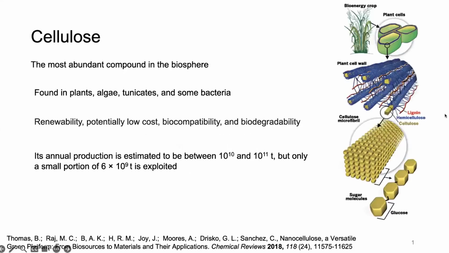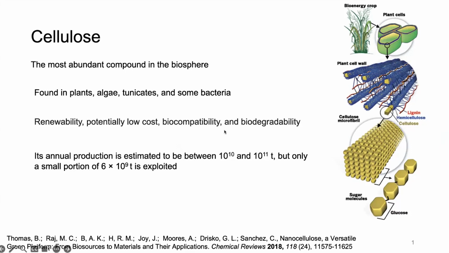If you look at cellulose, it is the most abundant compound in the biosphere. It is a renewable, abundant compound found in plants, algae, tunicates, and some bacteria. In plants, lignocellulose is the main component of the plant cell wall, and it is composed of lignin, hemicellulose, and cellulose. That's how we extract cellulose from plant material.